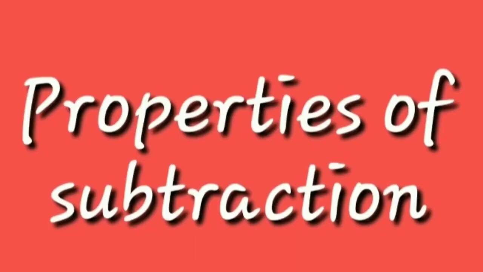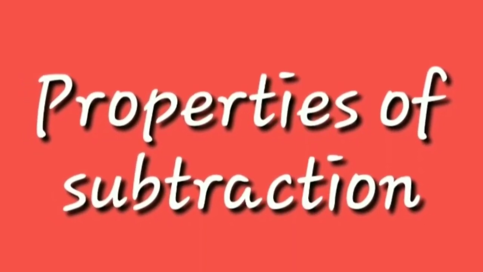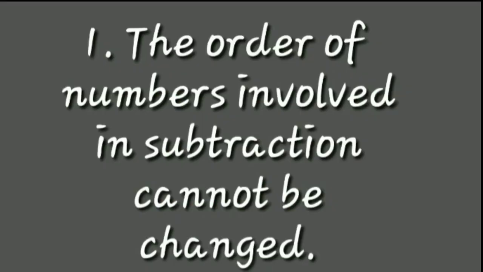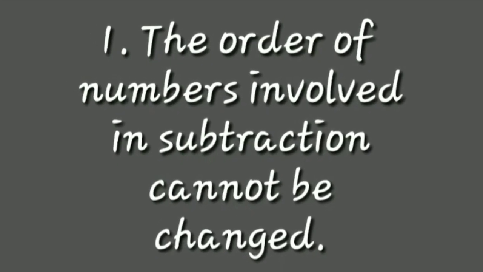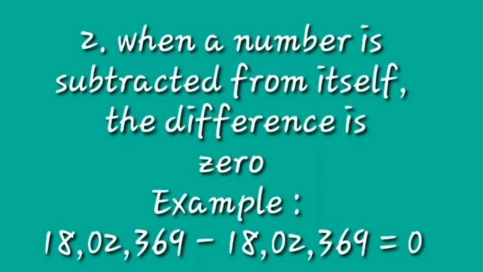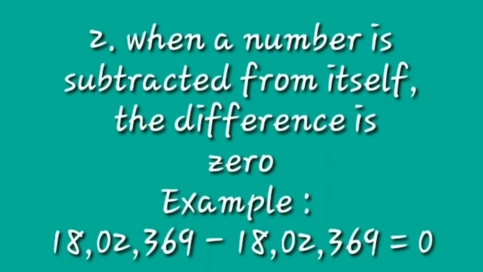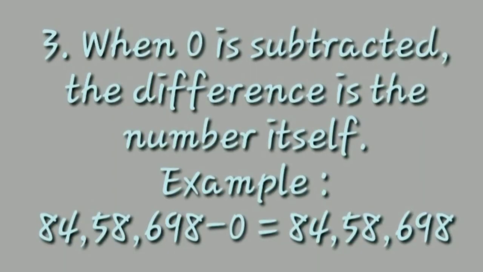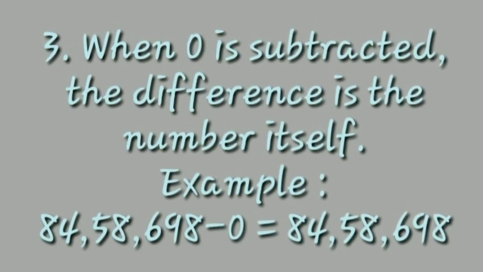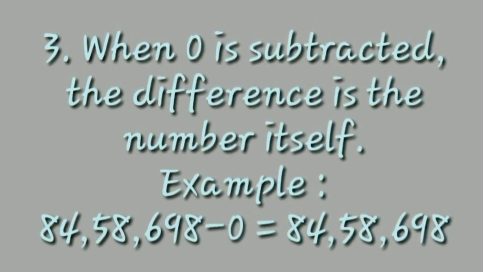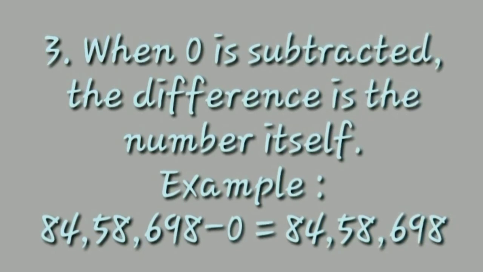And in the last, we have studied about the properties of subtraction. There are again three properties of subtraction. The first property states that the order of the numbers involved in the subtraction cannot be changed. Second property states that when a number is subtracted from itself, the difference is always 0. And the third property states that when 0 is subtracted from a number, the difference is the number itself. We have studied these properties with the help of examples earlier. So I hope you have gone through them thoroughly.